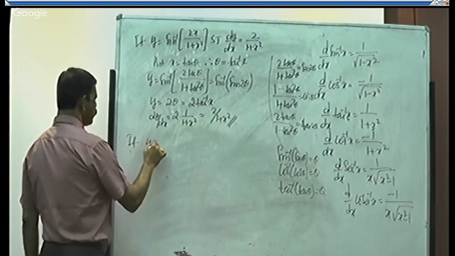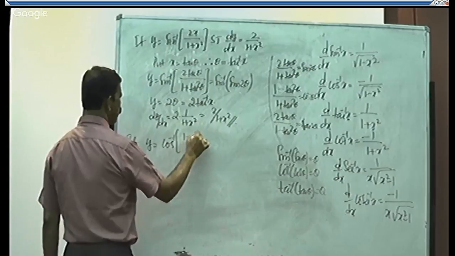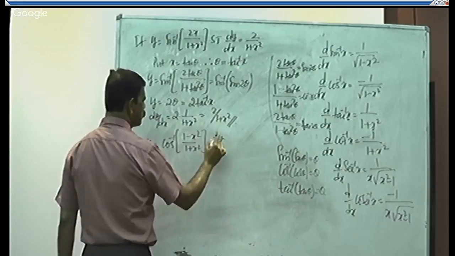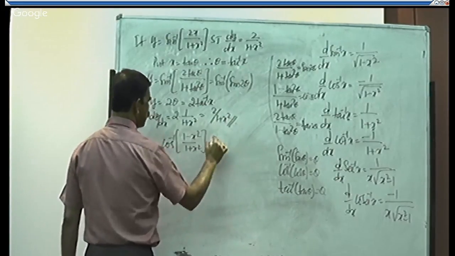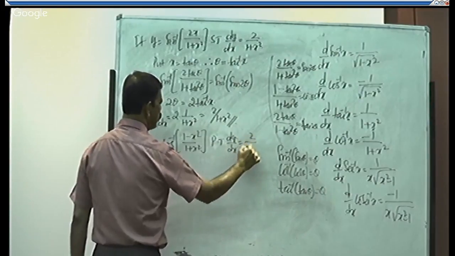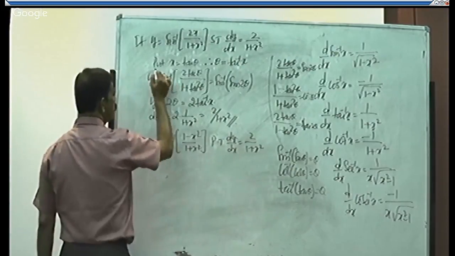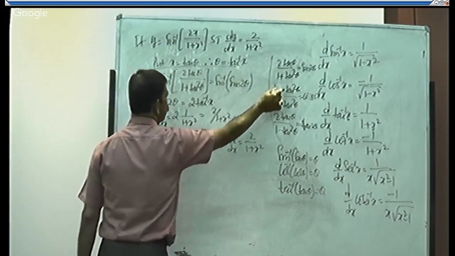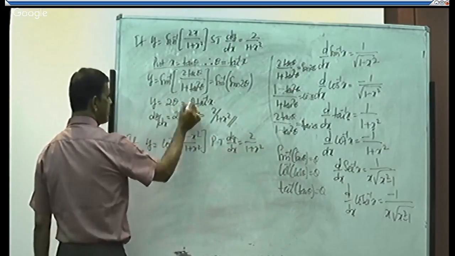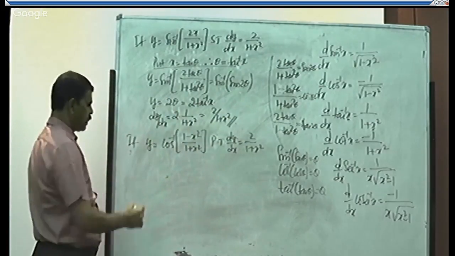If you take this problem, y is equal to cos inverse of (1 minus x square) by (1 plus x square), you will get the same answer. Prove that dy divided by dx is equal to 2 by 1 plus x square. To get this answer, we have to take the same substitution. You have to use this and this formula. You will get the same thing. y is equal to 2 tan inverse x. For that, the answer is 2 by 1 plus x square.